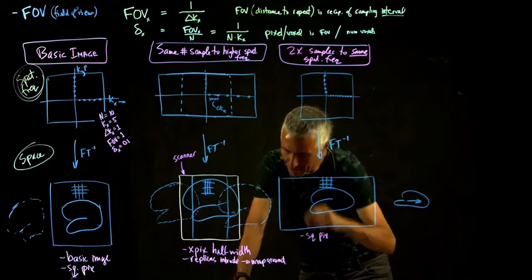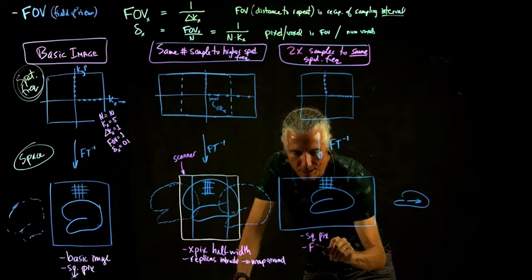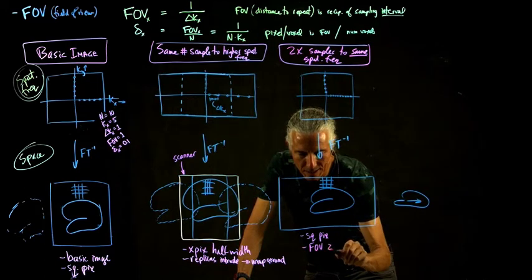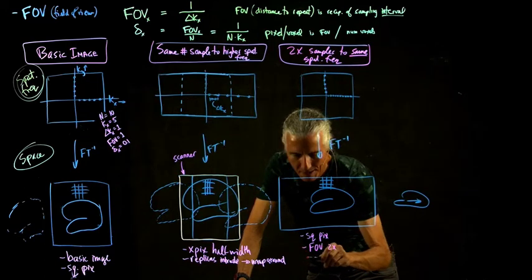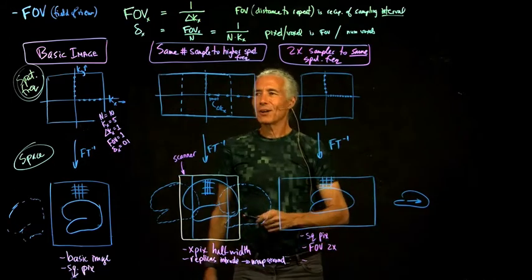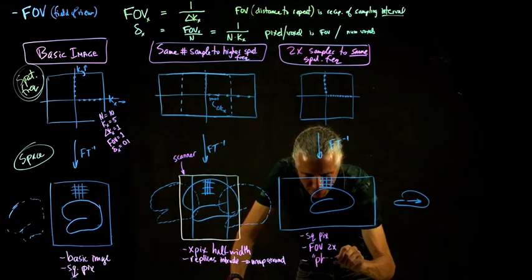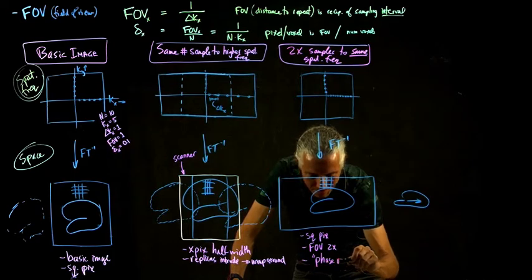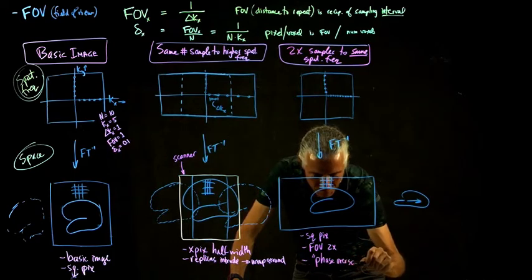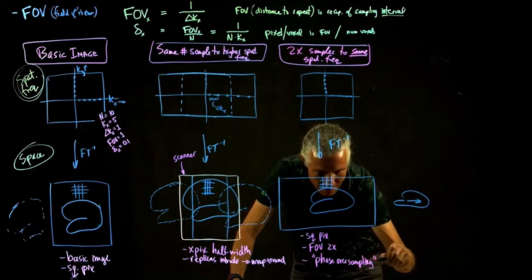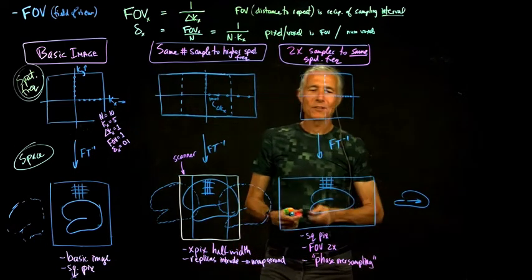The square pixel FOV is 2 times. We'll do the calculations in a second. So what is this called on the scanner? This is called phase oversampling, which is quite confusing.